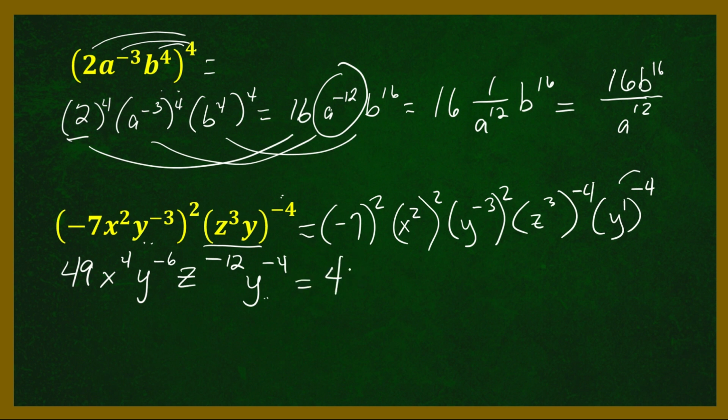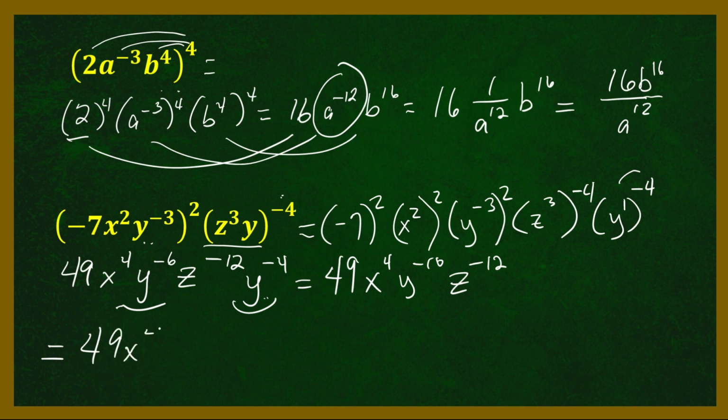So I'm going to go ahead and bring over the 49x to the 4th, and I'll just combine these two terms here, and we'll get y to the negative 10th times z to the negative 12th power. Okay, let's move on to our final stage of this problem. So now we have 49x to the 4th. Now let's take a look at our y as well as our z.